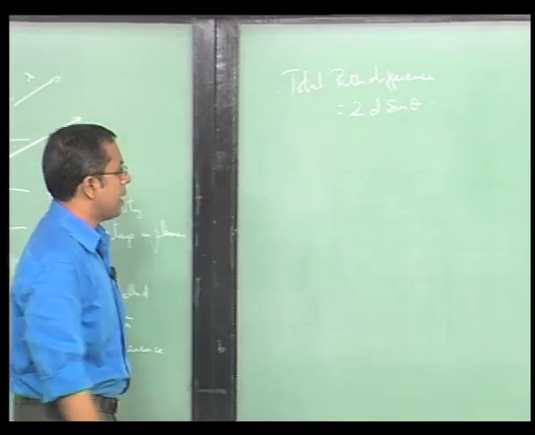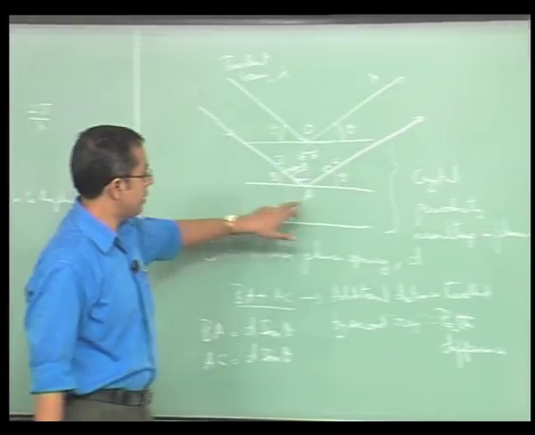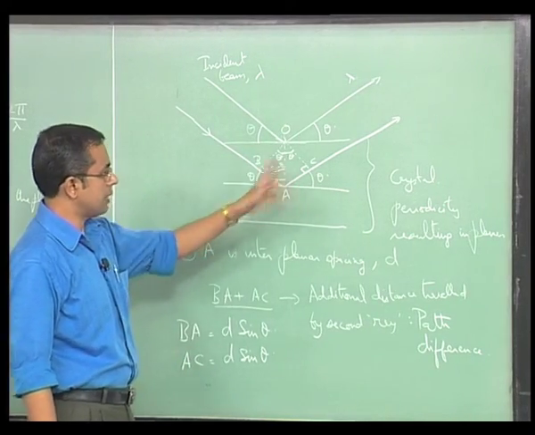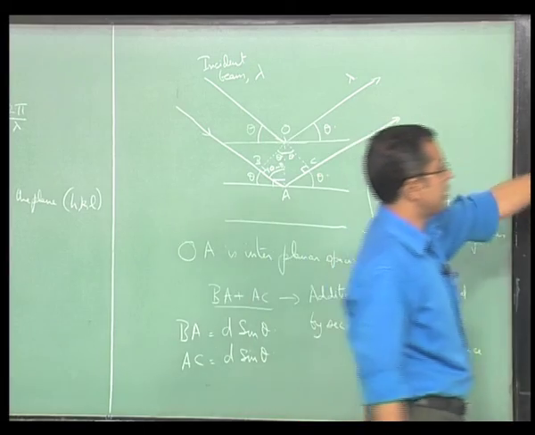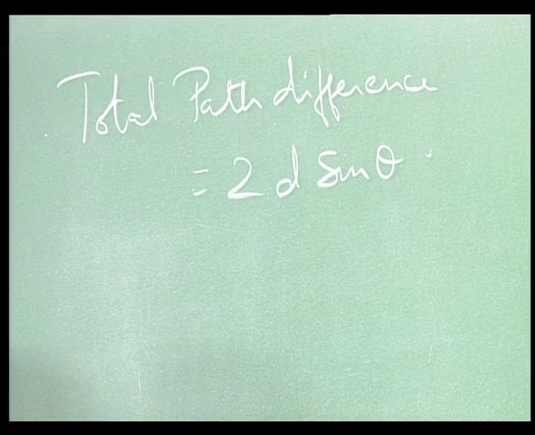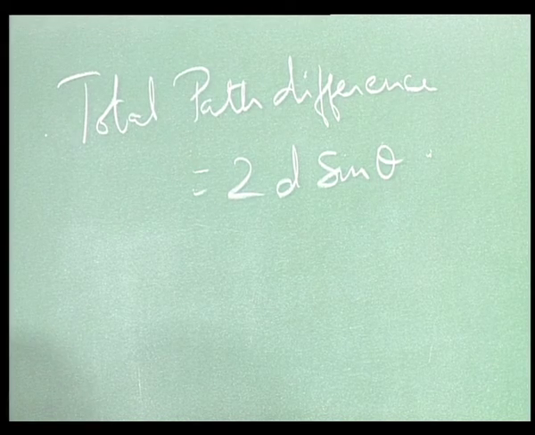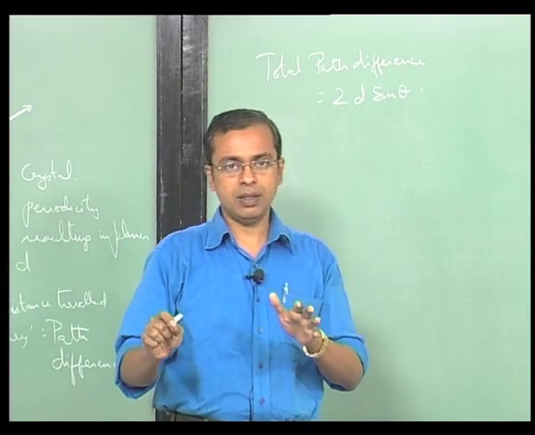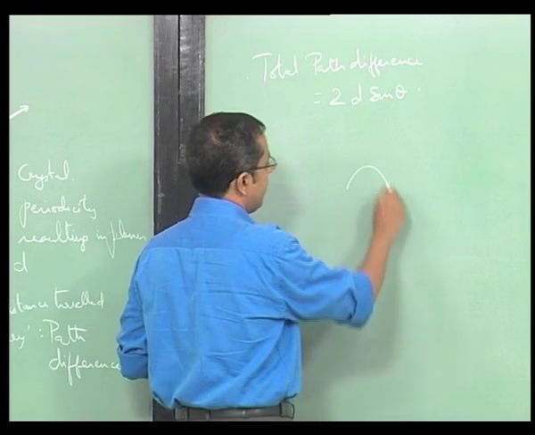That is the total path difference between the two waves that have come to the adjacent planes and moved away from them. For constructive interference between those two waves, this path difference should be an integral multiple of the wavelength. Only then. So for example, you have a wave like this.